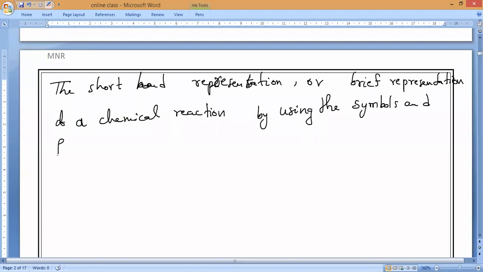Symbols and formulae of the elements and compounds. So this is what we used to call chemical reactions. Any doubt? Anybody can ask me. Chemical equations. So writing the chemical reactions in the form of symbols and formulae is what we call chemical equations. That's how simply we can say. Yes or no, guys?